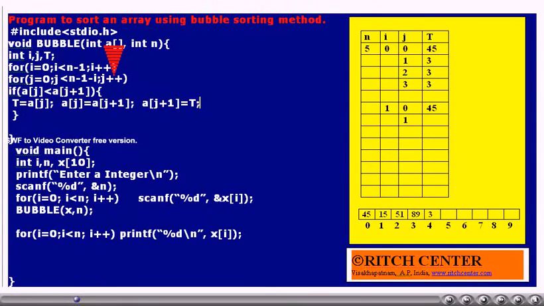j value is incremented by 1. Thus j value becomes 1. Now j is compared against n minus 1 minus I, that is 3. j 1, is it less than 3? Yes. Thus inner for loop will be executed once more. A of j, is it less than a of j plus 1? That is j is 1. A of j 15. A of j plus 1 51. 15, is it less than 51? Yes. Thus they will be exchanged.